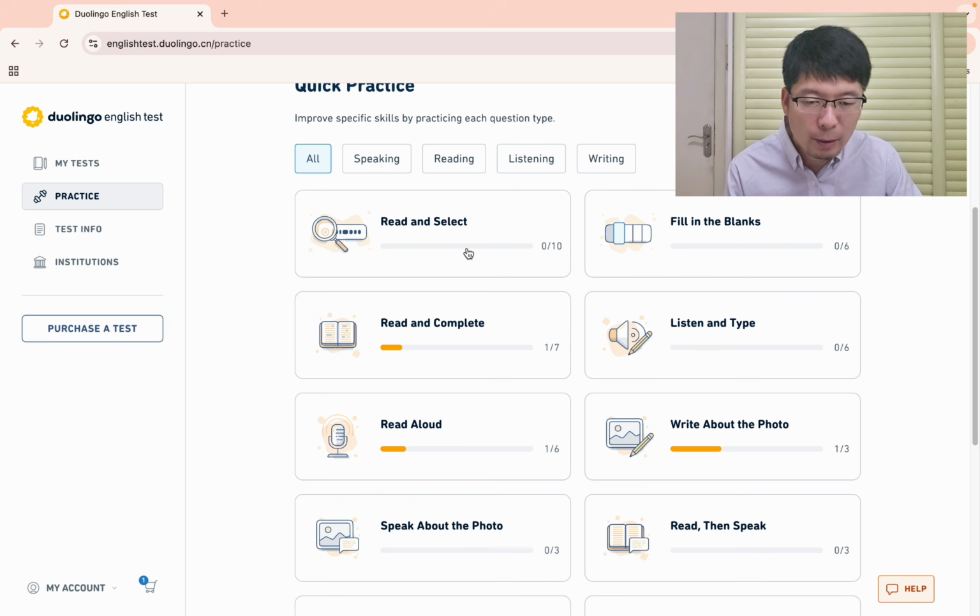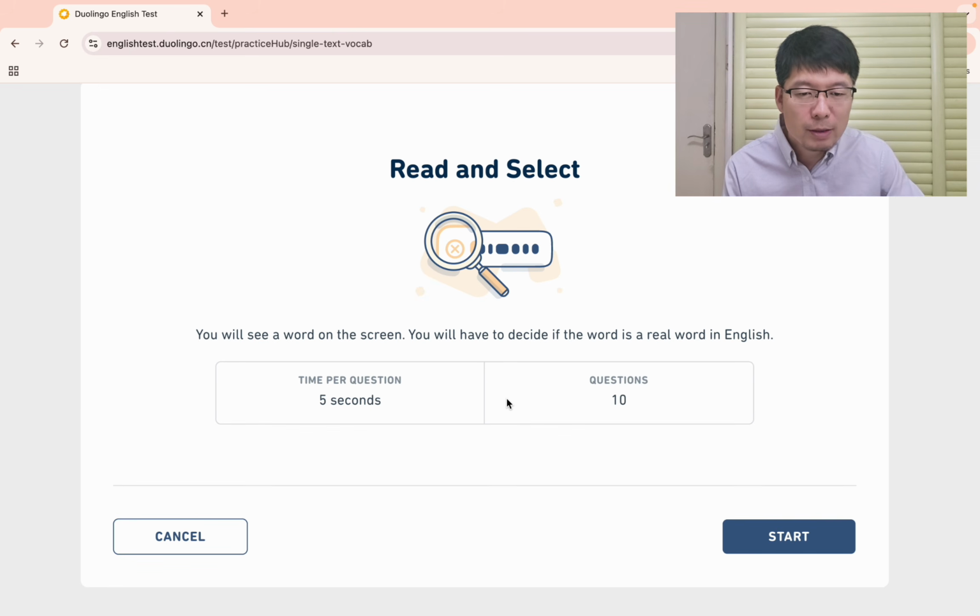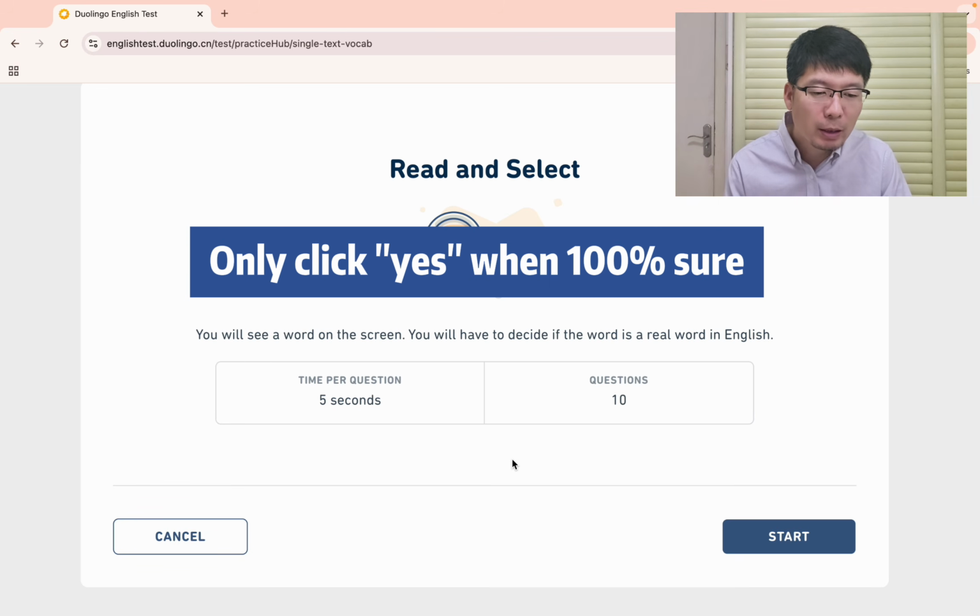The first type is read and select. Okay, so in this section, you will see a word on the screen. You will have to decide if the word is a real word in English. My tip for this section is that please only click yes when you are 100% sure it's a real word. If you are not sure, please click no.